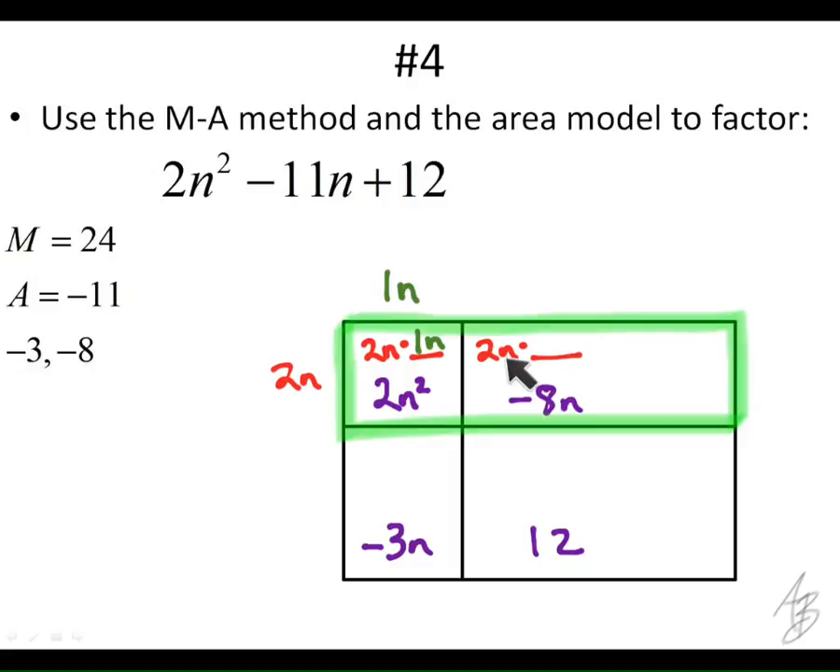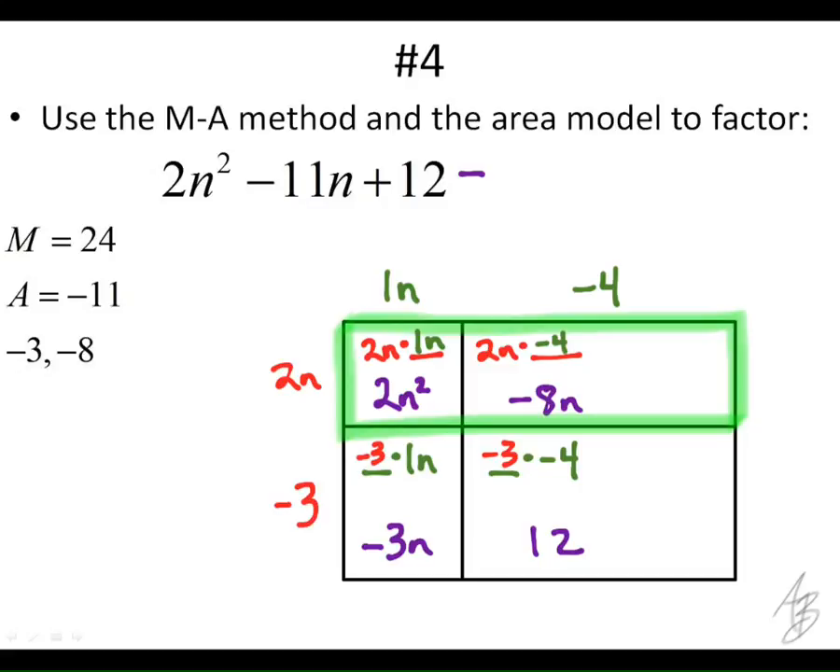What do we multiply by 2n to get negative 8n? Negative 4. So that's how wide this rectangle is going to be. Then we go down here. What do we multiply by 1n to get negative 3n? What'd you say, Kira? Negative 3. Okay, does that work here also? If I put a negative 3 in here, what's negative 3 times negative 4? Positive 12, right? So that's going to be a negative 3 here.